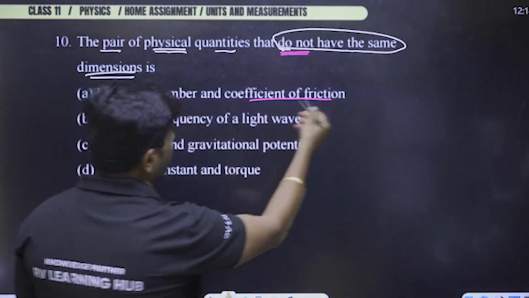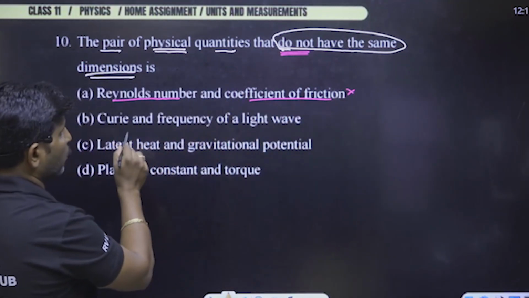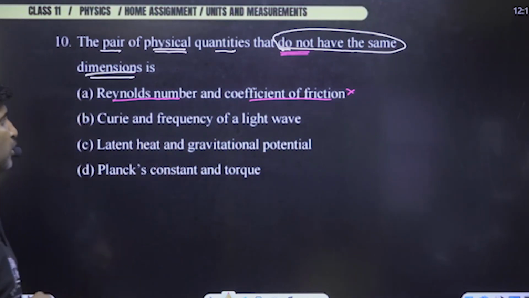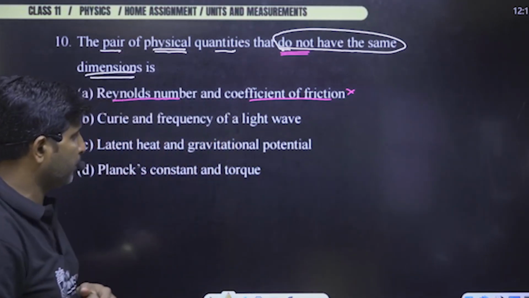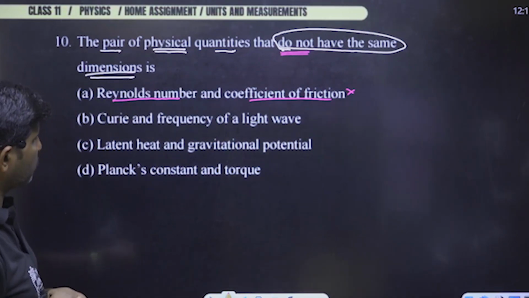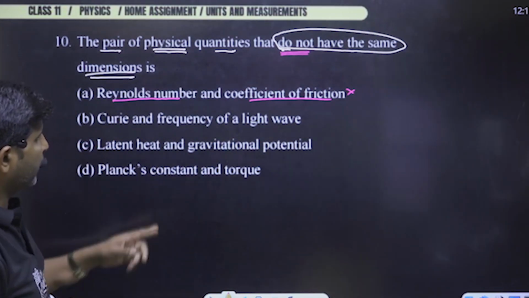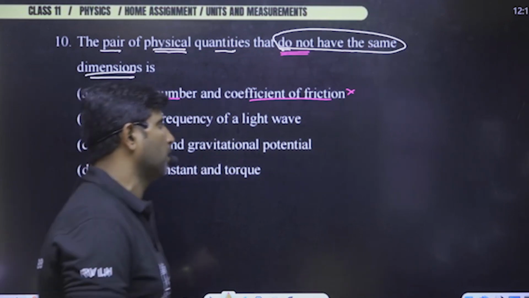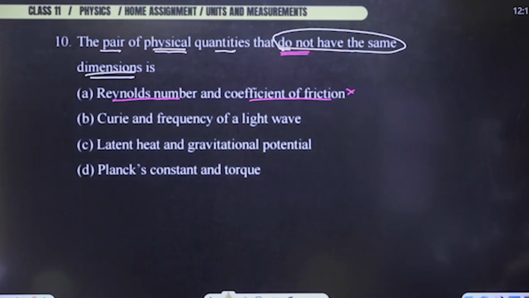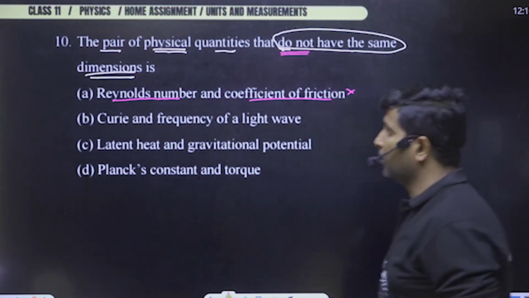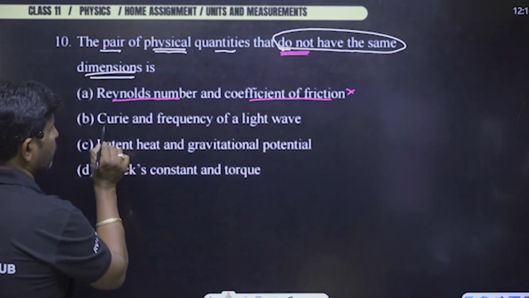Curie and frequency of a light wave. Curie, what is a Curie here? Okay, latent heat, Planck's constant and torque. Latent heat and gravitational potential. We have to find each and every quantity's dimensions, I will explain how you can solve this. Curie, what is a Curie here?